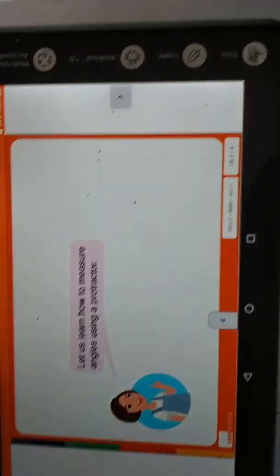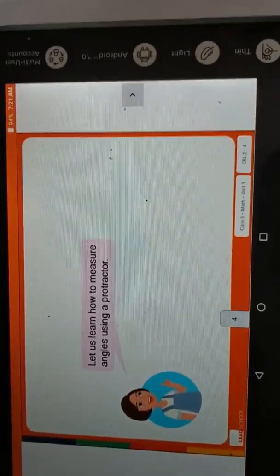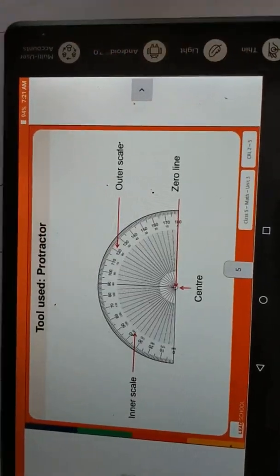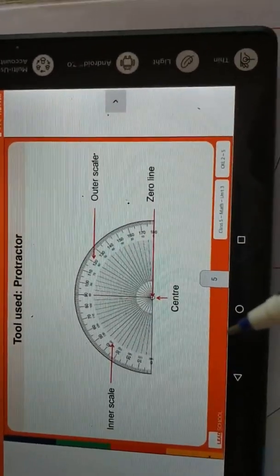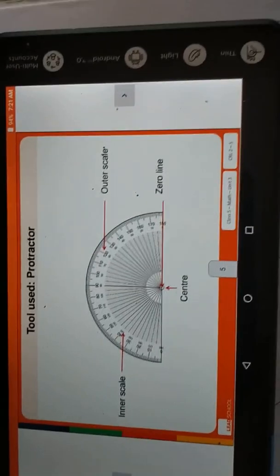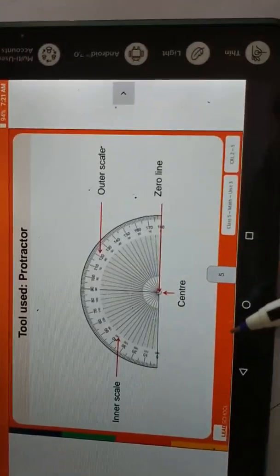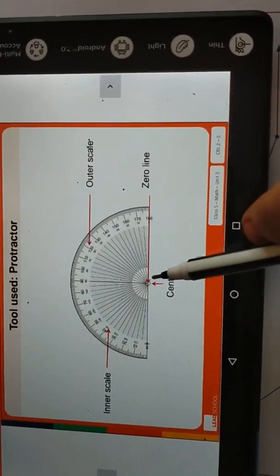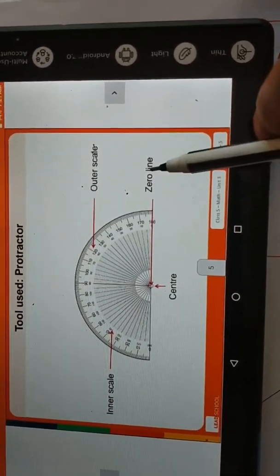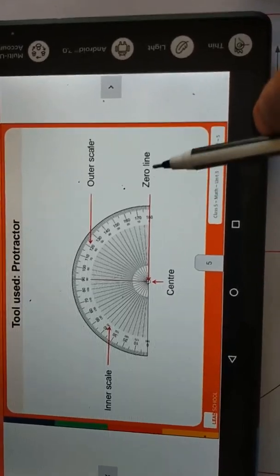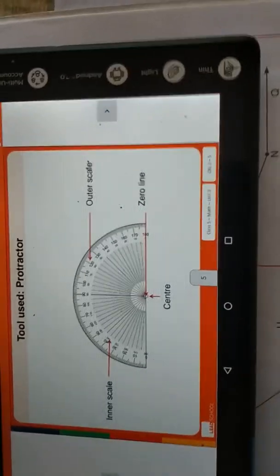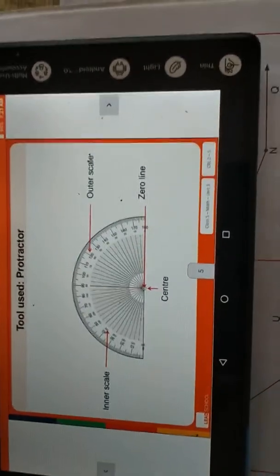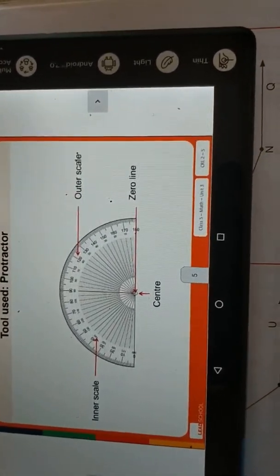Now students, let's learn how to measure the angle using the protractor. Did you see the protractor, students? So this is a protractor, a tool we use to measure angles. This is the middle part, the center point, and this one is the 0 line. Whenever we measure an angle with the protractor, we use the center point and the 0 line.